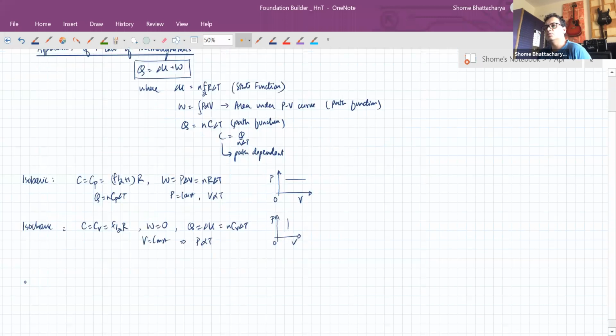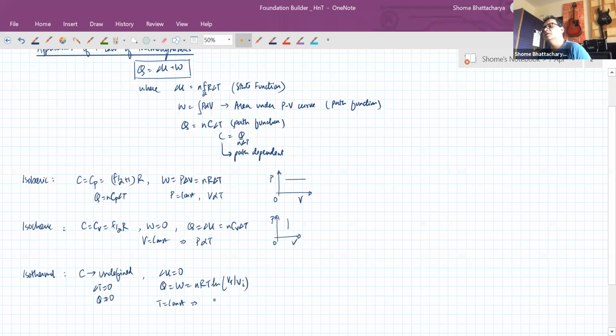The next thing we had seen was the isothermal process. So in an isothermal process, we saw that molar specific heat capacity cannot be defined because delta T is zero, but Q is not equal to zero. So delta U is zero, whereas Q is equal to W, equal to nRT natural log of the volume ratio. And temperature is constant, which implies that pressure is inversely proportional to volume. So this is what an isotherm looks like in the PV space.